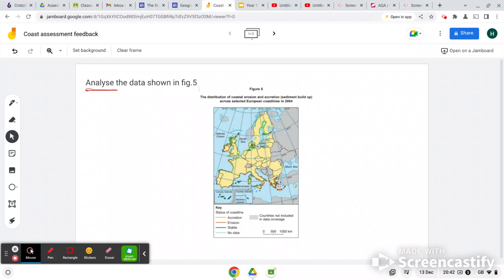So for this question, the first thing I notice is that above 60 degrees north here, we've just got accretion. So we've only got accretion. We've also got mostly accretion around the UK and the northern coast of France, and also here around Denmark. Again, we've got mostly accretion. In the southwest, in the Mediterranean Sea, we've got mostly erosion.